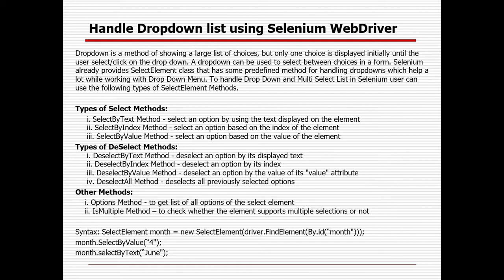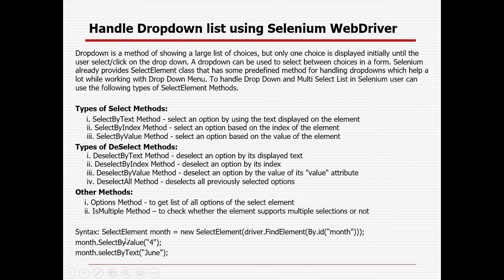Selenium already provides the SelectElement class that has some predefined methods for handling drop-downs, which helps a lot when working with drop-down menus with C hash. But for Java, it will be only the Select class. For C# or C hash, if you want to work with Selenium WebDriver, you have to use the SelectElement class. To handle drop-down and multi-select lists in Selenium, the user can use the following types of SelectElement methods.